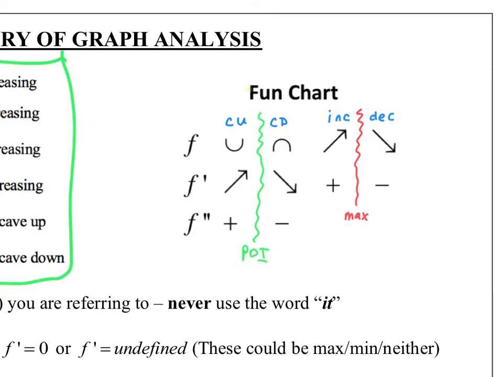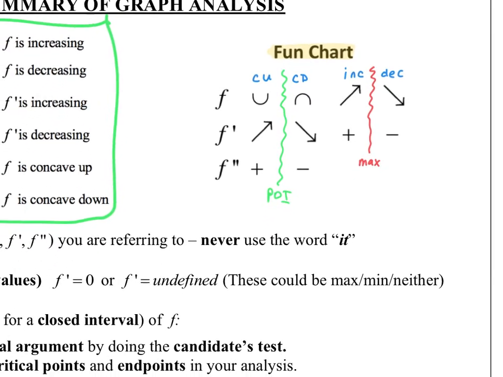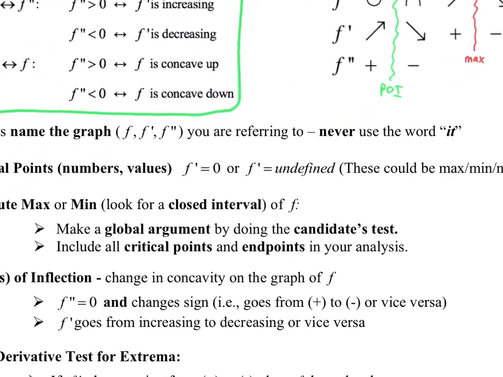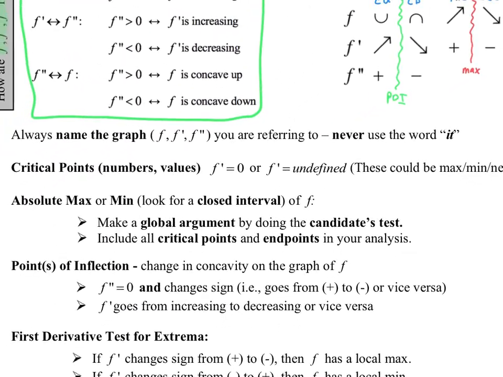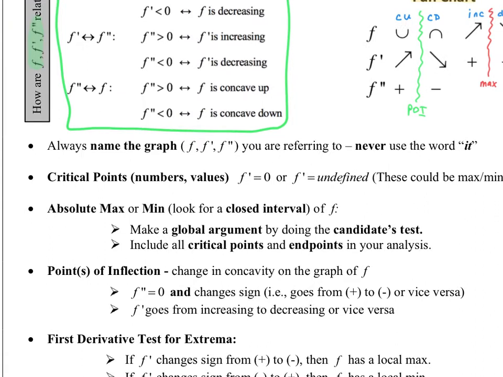If you like this idea of the fun chart, then use it. If you don't, and you can just remember these relationships by memorizing them, then that is fine as well. I want to quickly go through the other information on this sheet, just so you know what's here. Whenever you're asked to justify an answer, you want to always name the graph. You want to name it as it's named in the problem, f prime, f double prime. Never call it the graph. Never call it it. You have to be clear and communicate which graph it is you're talking about.